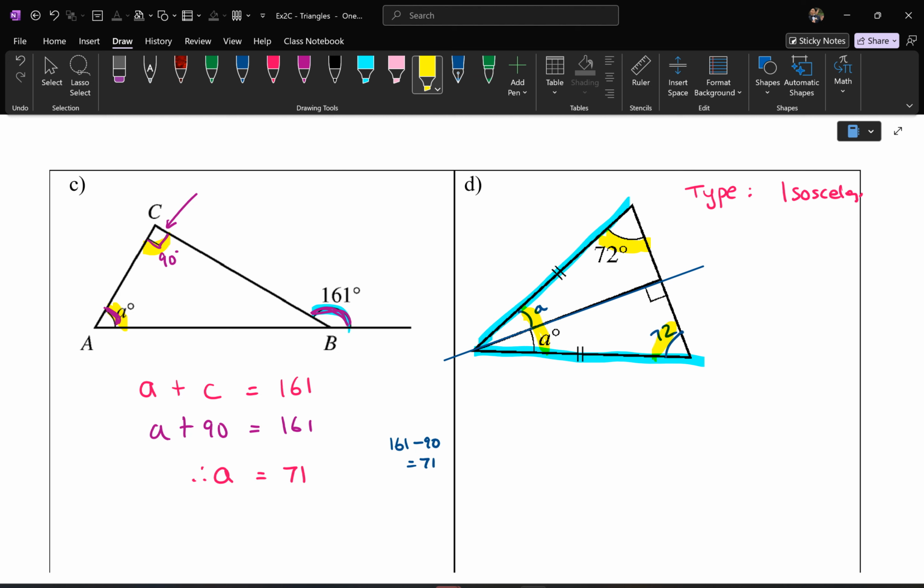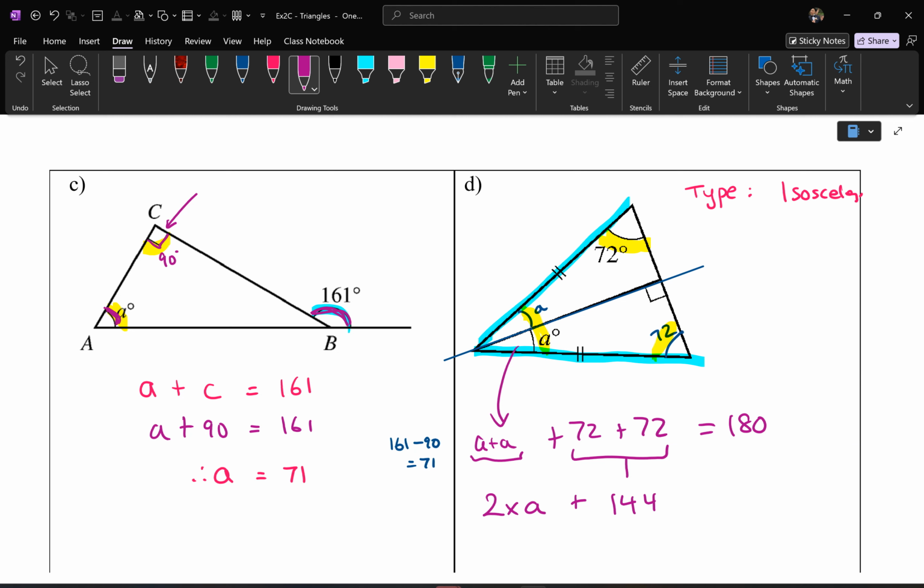So all those three corners should add up to 180 degrees. So you should have A plus A plus 72 plus 72. Now let's work it out. A plus A is just double of A. What's 72 plus 72 equal to? 72 plus 72, let's go with Tom. 144.